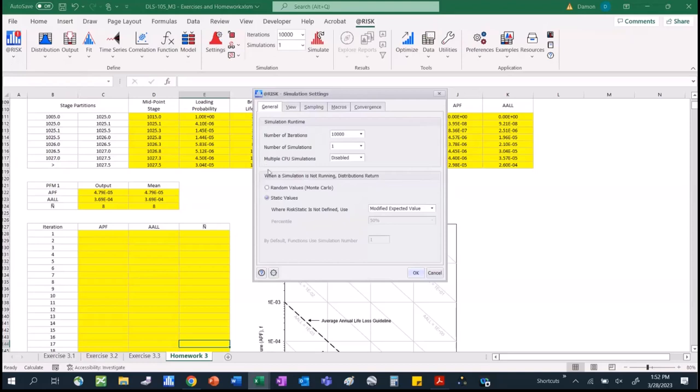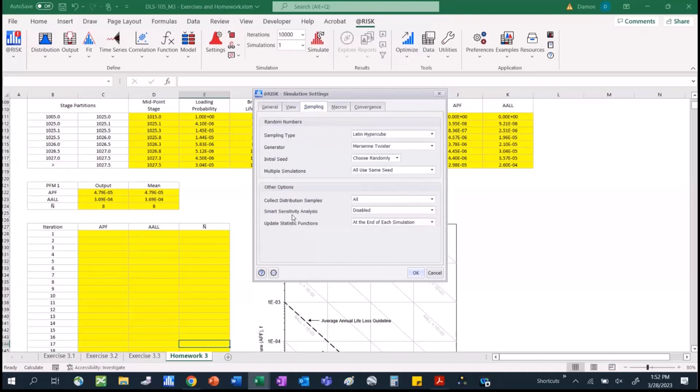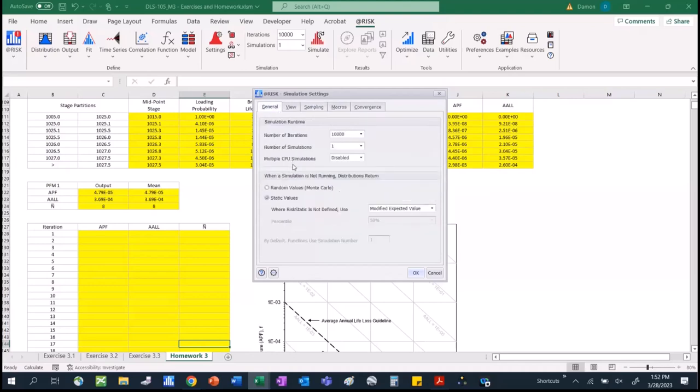For Corps of Engineers users, we want to make sure that multiple CPU simulations are disabled. And for everybody, we want to make sure that the smart sensitivity analysis is disabled. The reason we want multiple CPUs disabled is because when at-risk tries to use multiple CPUs, it's going to open up a new instance of Excel to do the different sets of iterations.